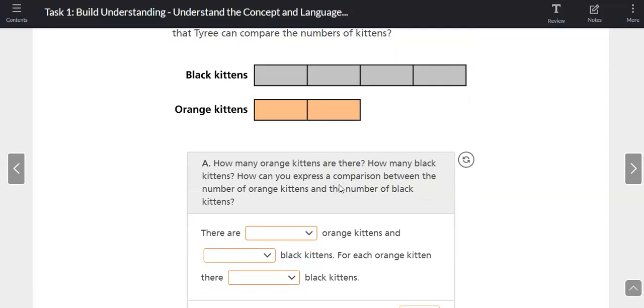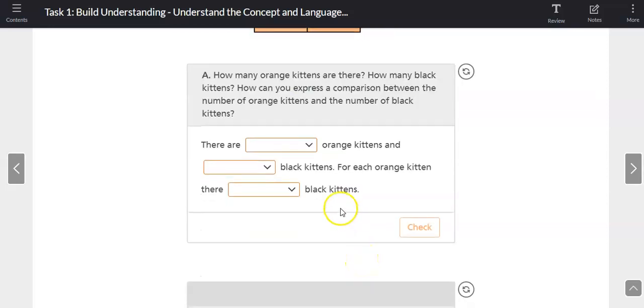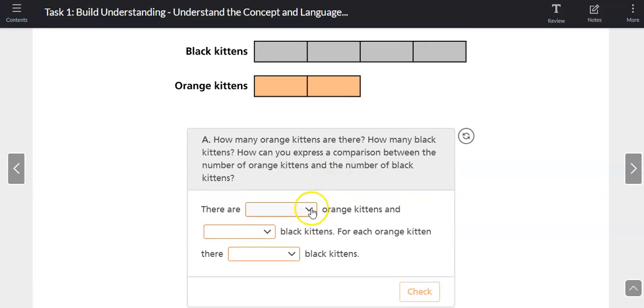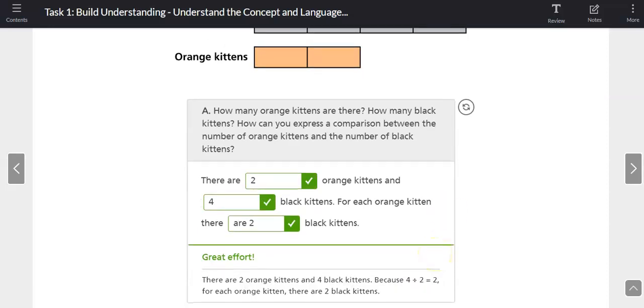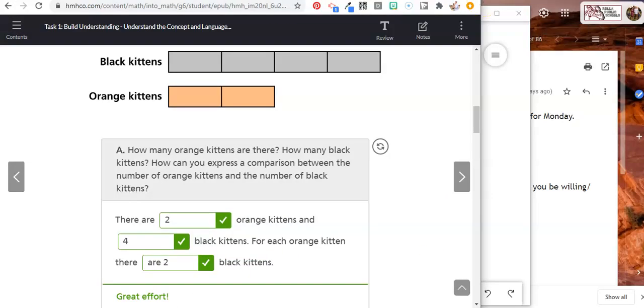So how many orange kittens are there? How many black kittens are there? How can you express the comparison between the number of orange kittens and the number of black kittens? So let's break this down slightly. There are how many orange kittens? We said there's 2. How many black kittens? We said there's 4. So for each orange kitten, there are 2 black kittens. Now, to get that, I'm going to bring my work paper up here.